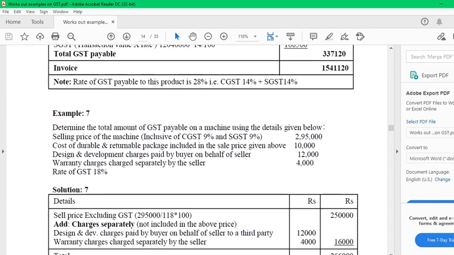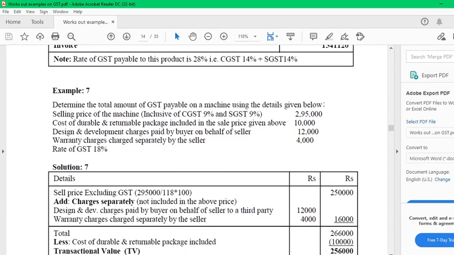Example 7. Determine the total amount of GST payable on emission using the details given below. Selling price includes 2,95,000. Then cost of durable returnable package, including design and development charges paid on behalf of the seller, warranty charges. Very good questions. Here is 2,95,000 which includes GST. At what percent? CGST 9, SGST 9. 9 plus 9, 18% included. Hence 2,95,000 divided by 118 into 100.